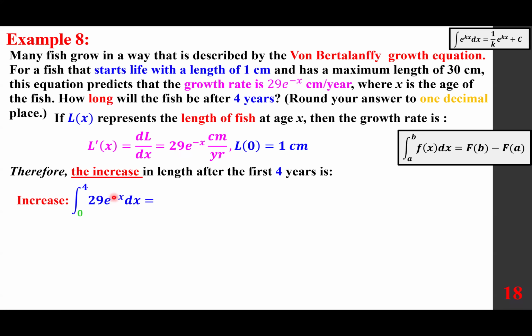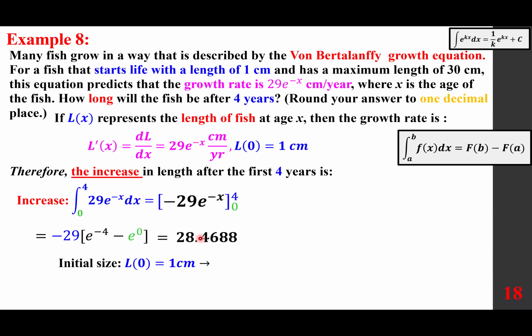This is the amount of increase. The antiderivative, you divide by -1, so minus 29 e to the power minus x, from 0 to 4. You plug in 4, you plug in 0, and it becomes, we take the -29 out, it's easier, e to the power minus 4 minus e to the power of 0, this is 1. Nevertheless, you have to put it into a calculator. This is the amount of increase, but L of 0 is 1. That means we have to add it. Since they want 1 decimal, look at the number 4. Next to it is 6. It goes up to 29.5 centimeters. This is one way to do that, everybody.